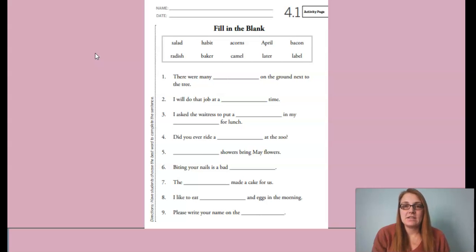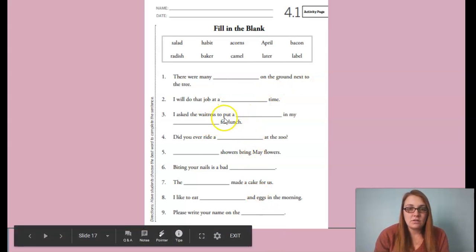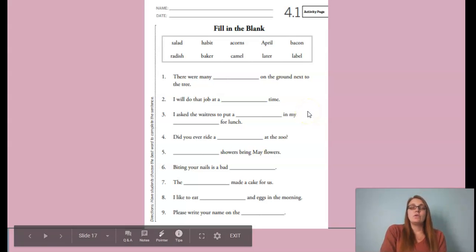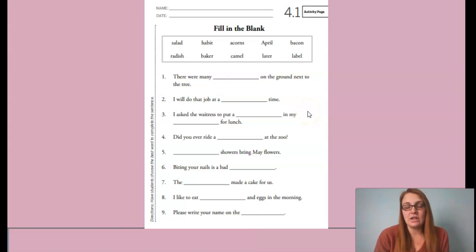To complete this lesson, 4.1 activity page, fill in the blank. At the top, there are 10 words: salad, habit, acorns, April, bacon, radish, baker, camel, later, and label. And 9 sentences. Number 3 has 2 words to use. So you're going to write each word to fill in and complete the sentence. As a suggestion, I would say cross off the word after you use it because each word will only be used once. Make sure you read the full sentence and try the word.